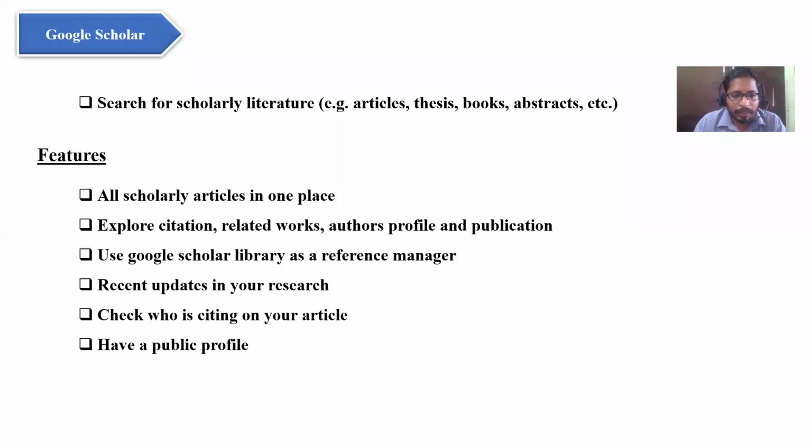You can find recent updates, as it will automatically give some recommendations of recently published articles relevant to your research work. You can check who is citing your article, so that you can find that the professor who is citing your article knows about it, knows your name, and knows you are doing this research from a certain place. And you will have a public profile. So these are some of the features of Google Scholar.